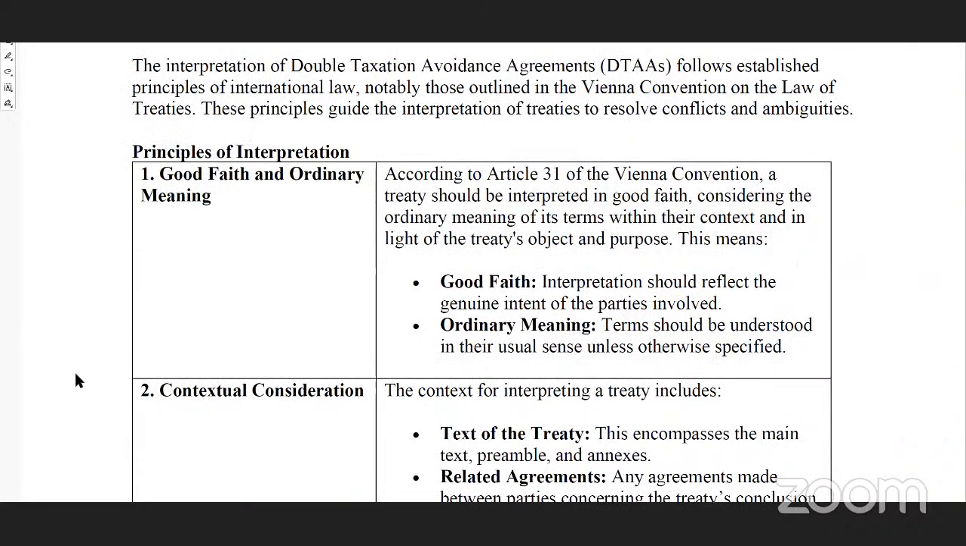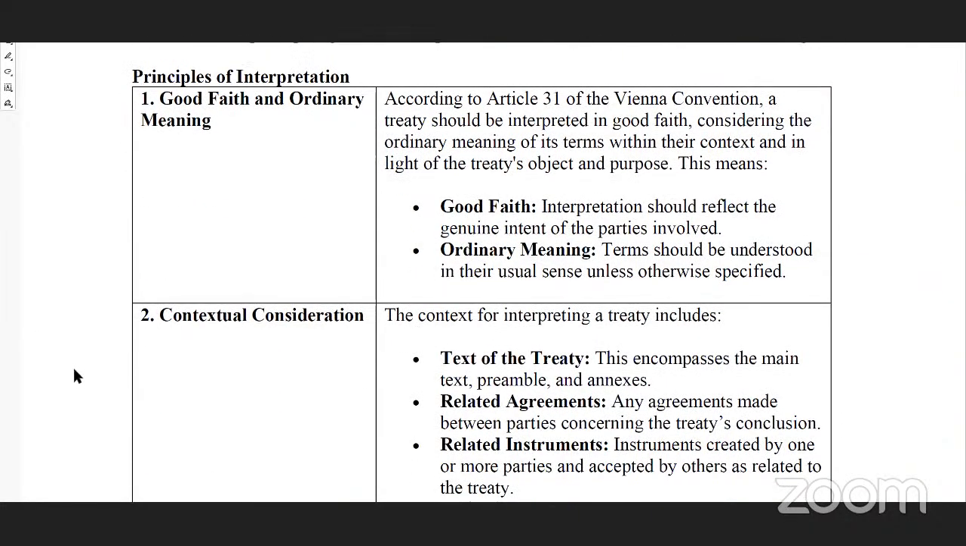So what are the principles of interpretation as stated in the Vienna Convention on the Law of Treaties? One is good faith and the ordinary meaning. According to Article 31 of the Vienna Convention, a treaty should be interpreted in good faith, considering the ordinary meaning of its terms within their context and in the light of the treaty's object and purpose. So we are saying that if you are interpreting a treaty, interpret it in good faith. This is the basis for interpretation.